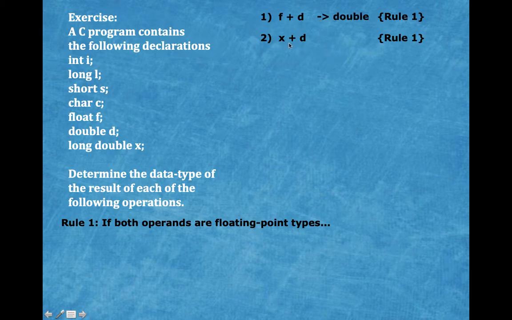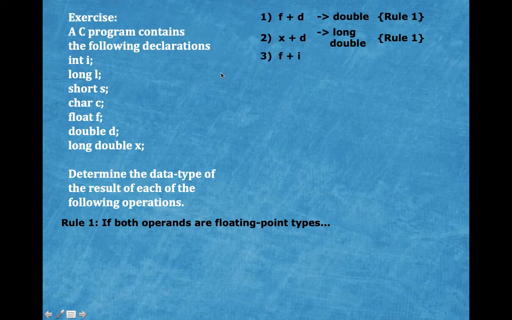Now, similarly, you have X plus D. X is long double. D is double. Which one has a higher range? Obviously, long double. So, the answer is long double. When you write the answer over here, by mistake, don't write X instead of long double. Don't write D instead of double. Okay. So now let's move on to next two expressions to understand rule number 2.